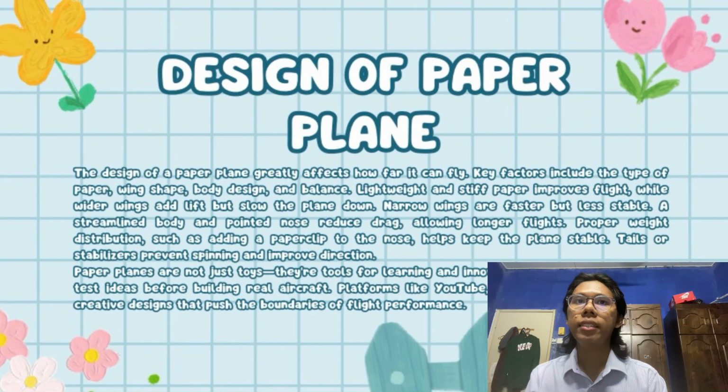Next, the design of a paper airplane greatly affects how far it can fly. Key factors include the type of paper, wing shape, body design, and balance. Lightweight and stiff paper improves flight, while wider wings add lift but slow the paper plane down. Narrow wings are faster but less stable. A streamlined body and a pointed nose reduce drag, allowing longer flights. Proper weight distribution, such as adding a paper clip to the nose, helps keep the plane stable. Tails or stabilizers prevent spinning and improve direction.